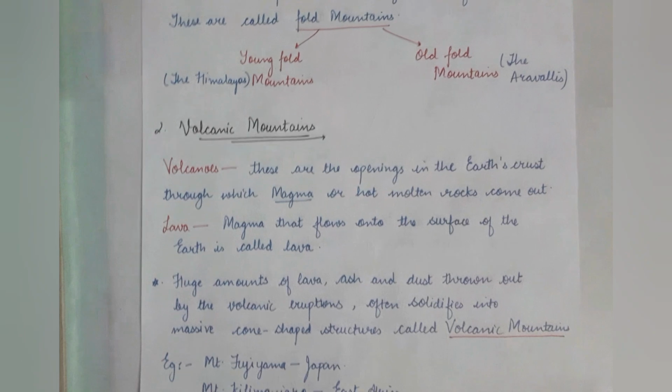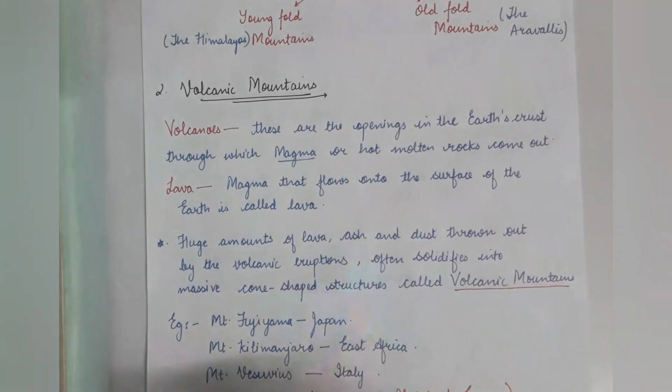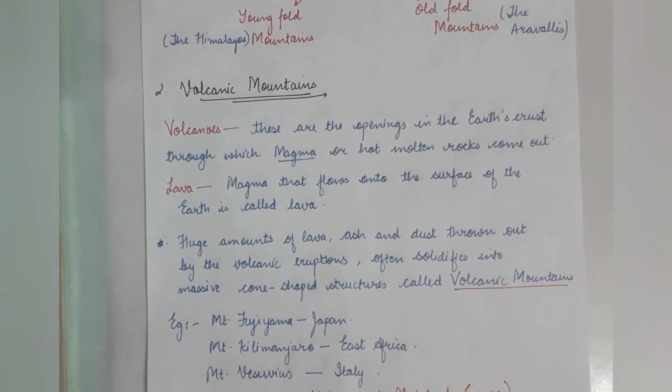Moving towards the volcanic mountains, we will be discussing first of all what are volcanoes. Volcanoes are the openings in the earth's crust through which the magma, or the hot molten rock, comes out in the form of lava. The hot magma which is oozing out of the earth's surface is known as lava.